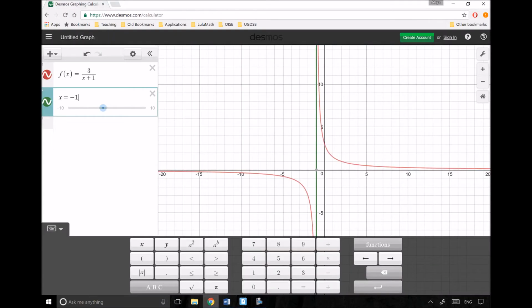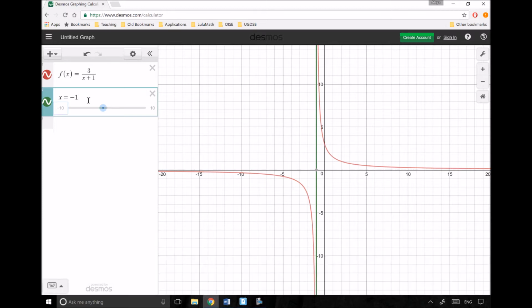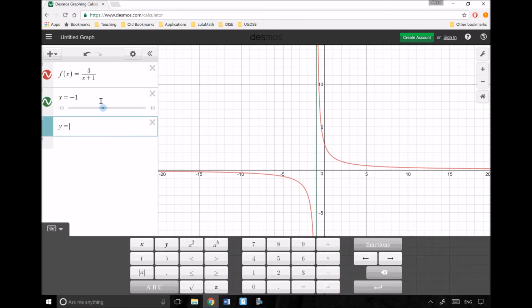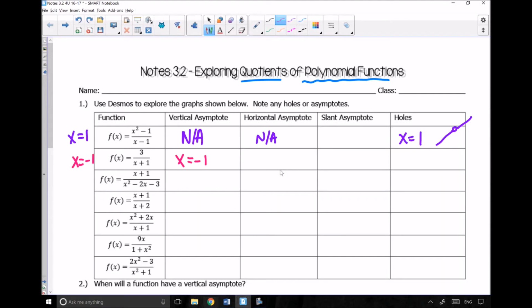Does it have a horizontal asymptote? Absolutely, because it looks like it's approaching the x-axis on both sides. So it looks like it's approaching y equals 0. So I'm going to say y equals 0 right here. And I can see, yep, definitely it's approaching y equals 0. So it has a horizontal asymptote at y equals 0.